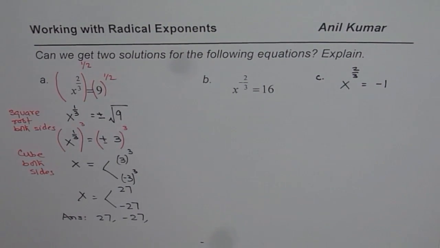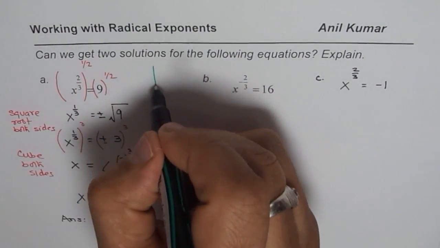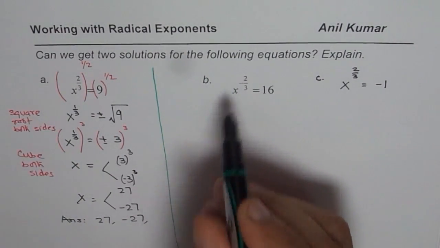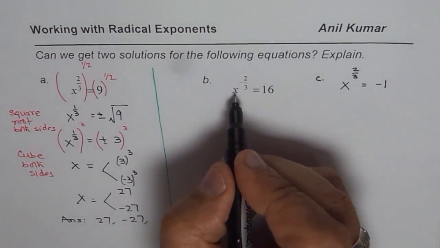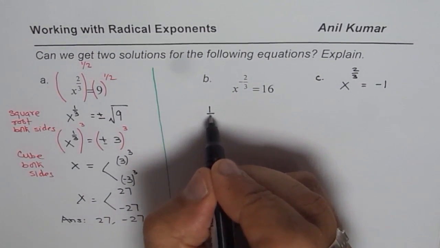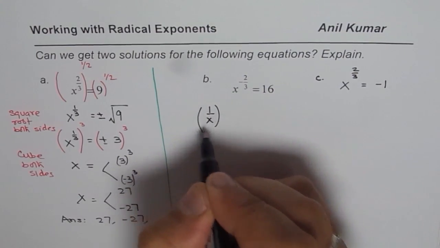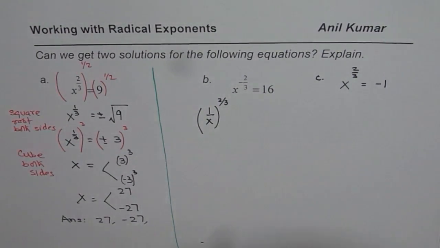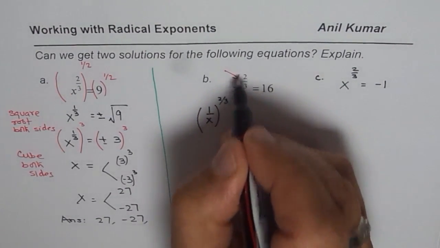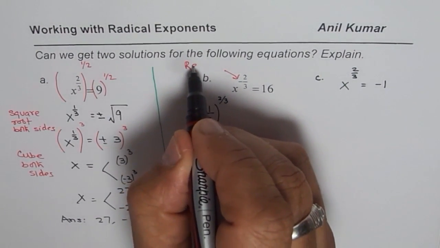Now let's do the next one, which involves negative exponents. I hope you remember, negative exponent means what? That means I could write this as 1 over x to the power of 2 over 3. Negative results in a reciprocal. So this results in a reciprocal.